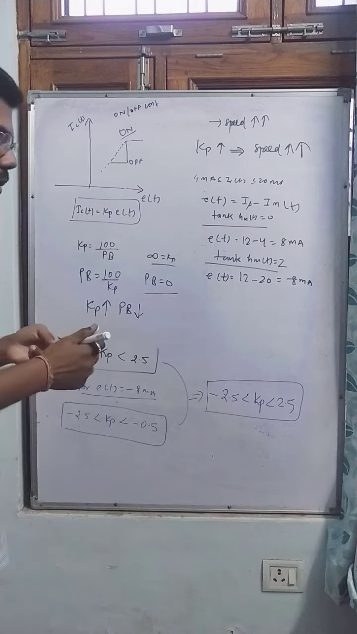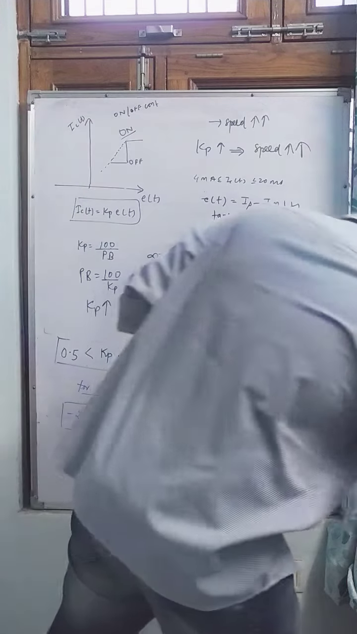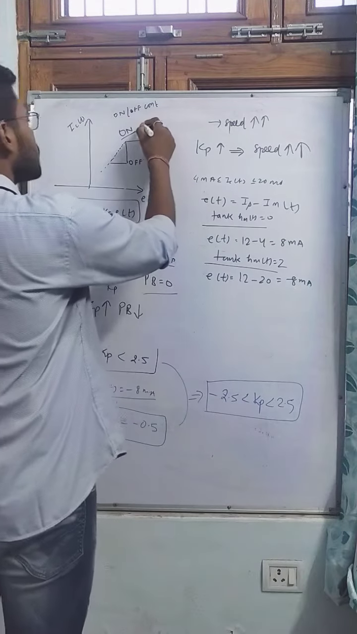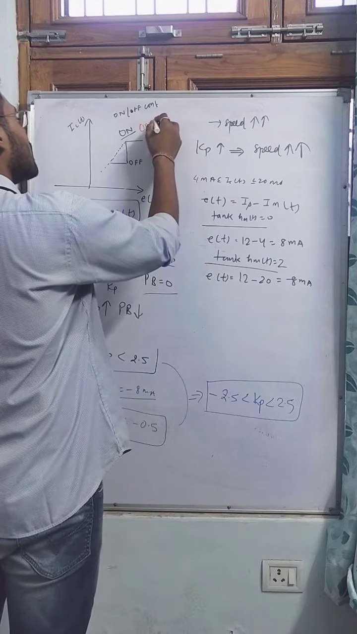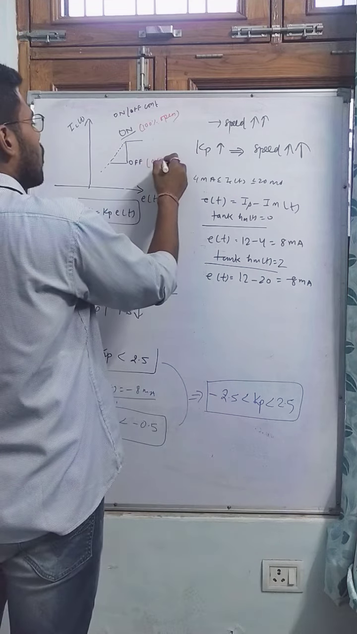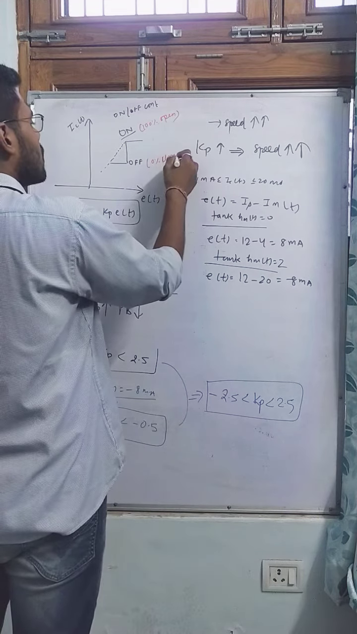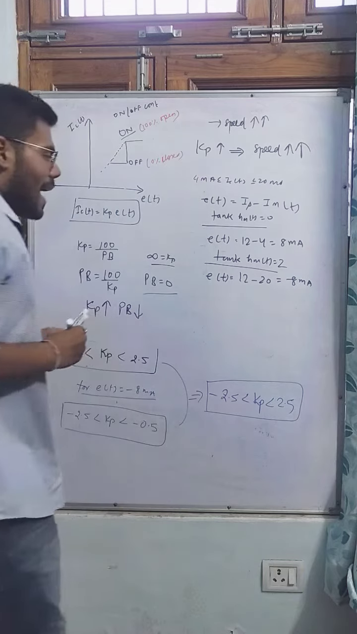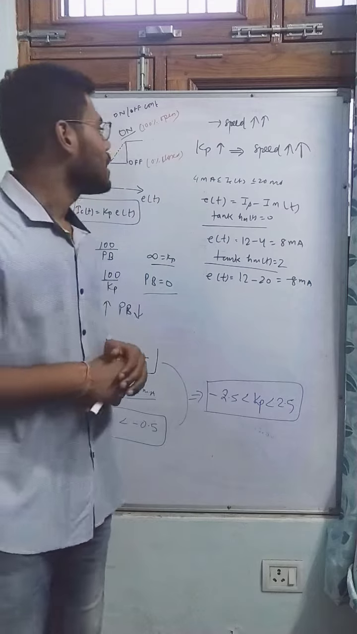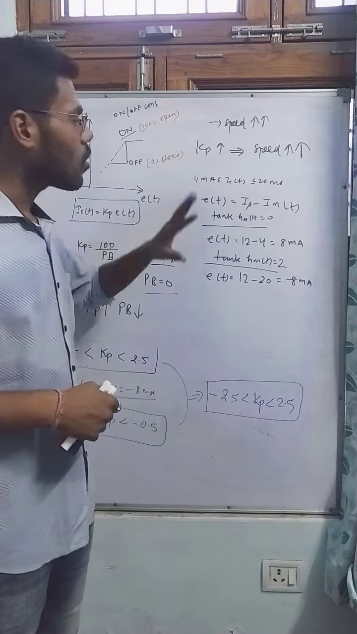Why? Because there are only two conditions, two states. Yes or no? On, either on or off. In on, the valve will be 100% open. At off, the valve will be 100% closed. So as the level in the tank is changing very rapidly, the valves will be rapidly closed or open.